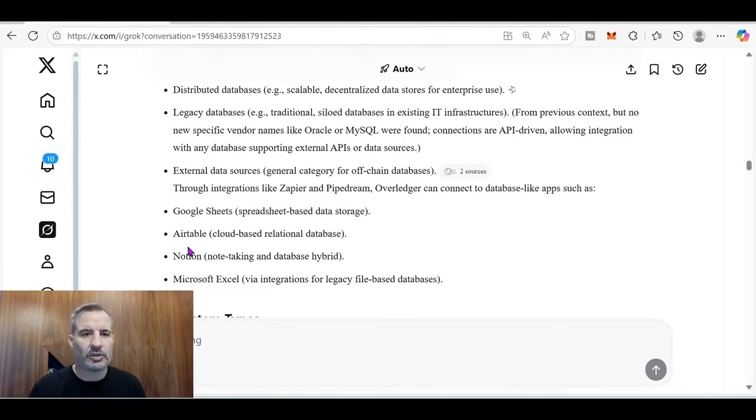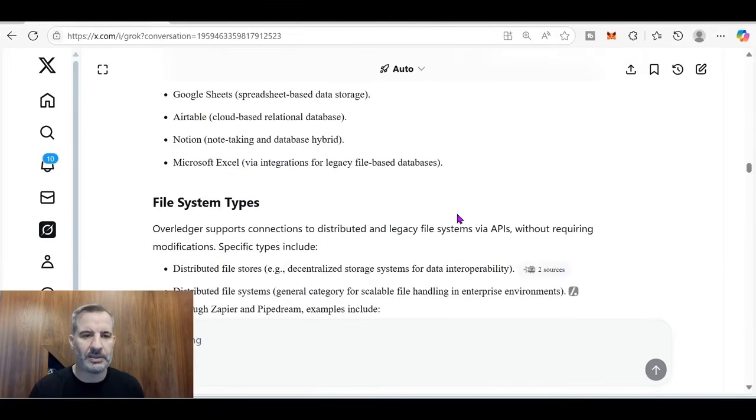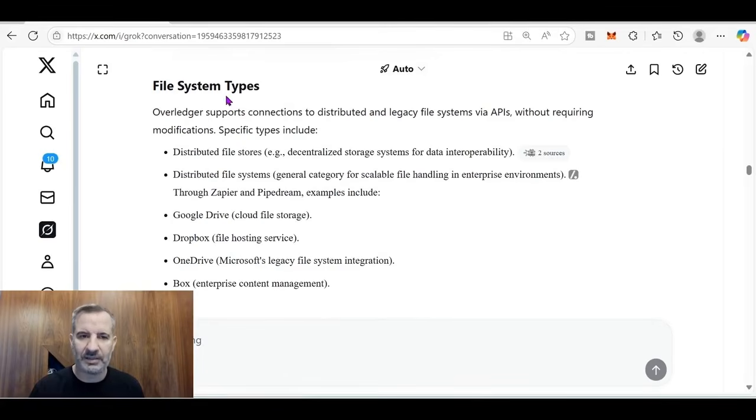Database-like apps such as Google Sheets, Airtable, a cloud-based relational database, Notion, which is a note-taking and database hybrid, and Microsoft Excel, for example. So anything that is a legacy file-based database. Now, anything that is a file system type, any type of file system, can connect to Quant. Overledger supports connections to distributed and legacy file systems via APIs without requiring modifications.